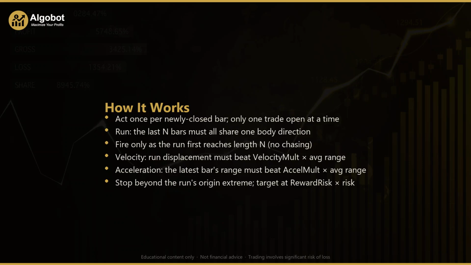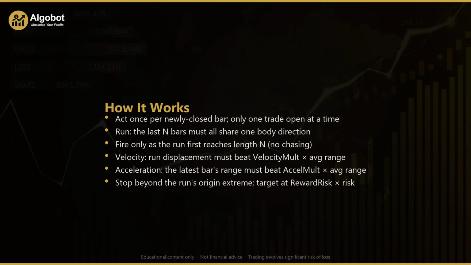Now to the signal. The first gate is the run. The strategy detects whether the last several bars, by default 3, all close in the same direction. If even one of them disagrees, there is no run and nothing happens. But here is the clever part. The expert advisor fires only on the bar where the run first reaches its required length.